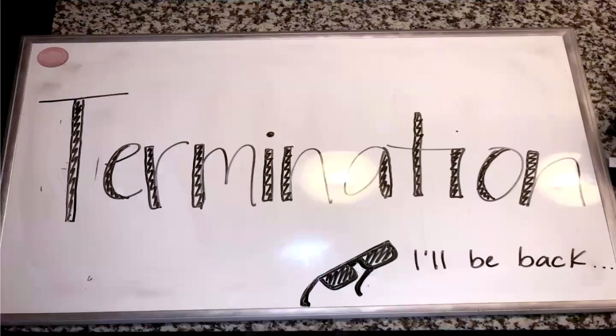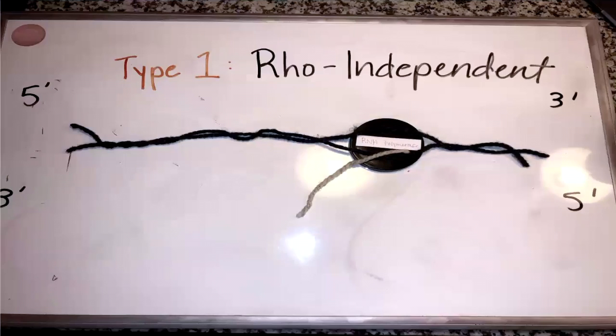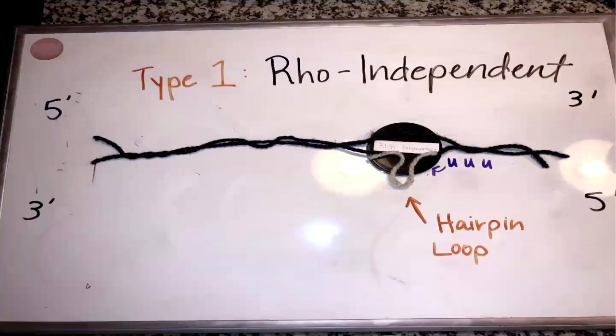And our third and final step is termination. RNA polymerase is just going to reach a termination point, and it's going to have to dissociate from the template DNA. We have two different types. Our first type is rho independent. So we can see a hairpin loop here. Basically, inverted repeats are transcribed, and this causes the RNA to fold in on itself, which causes a hairpin.